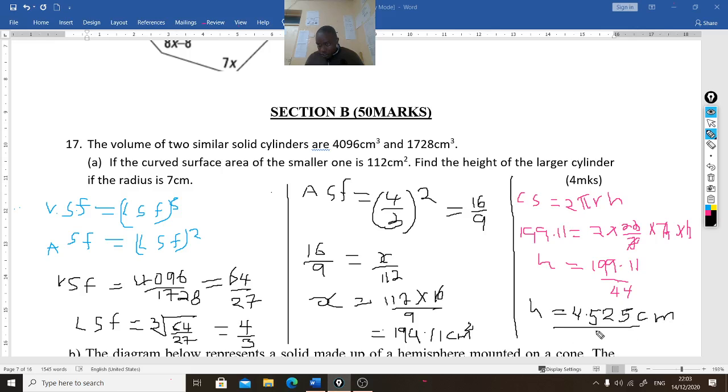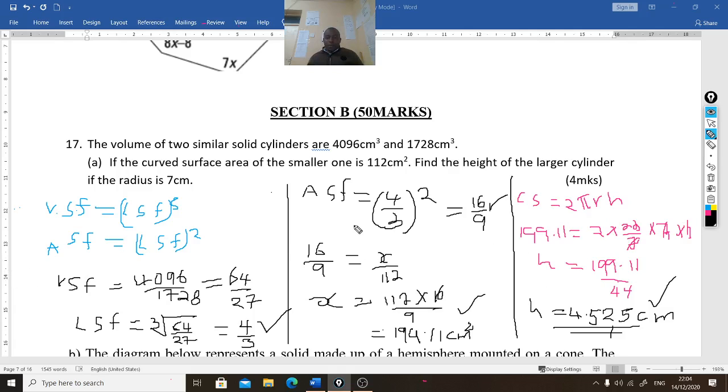So that becomes your h, your h as 4.525 centimeters. That is your h, and that is what you are required to do. So that was your requirement. You were supposed to find that; that is how you score your 4 marks.